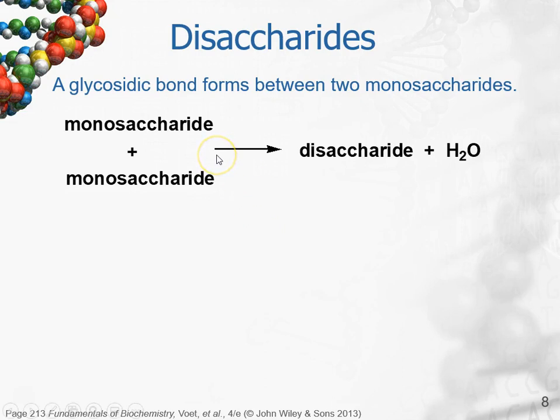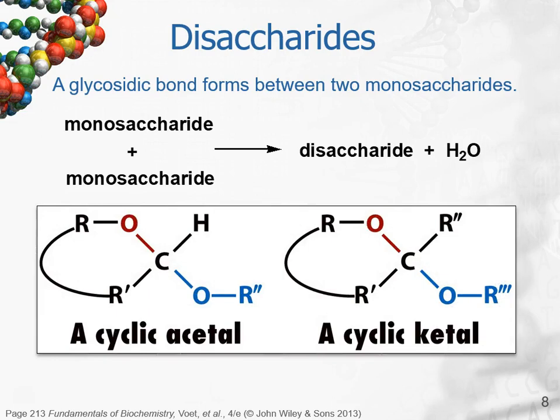So now let's talk about disaccharides. A glycosidic bond is a bond that forms between two monosaccharides. It's a condensation reaction, and we can get either a cyclic acetal or a cyclic ketal depending on the monosaccharides that we use to make them, whether they're aldoses or ketoses. So let's see how this works.